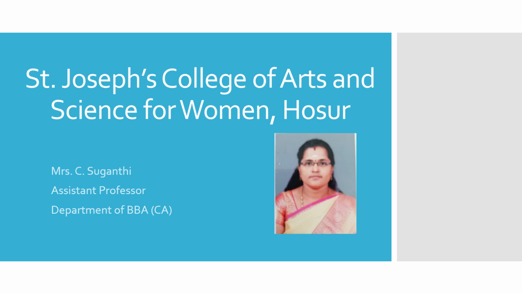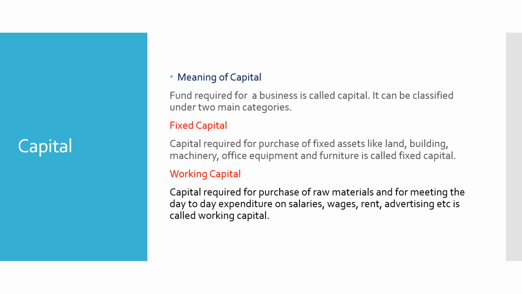Now, I'm going to discuss with you about capital. What is meant by capital? Fund required for a business is called capital. It can be classified under two main categories. What are the two main categories? The first one, fixed capital. Capital required for purchase of fixed assets like land, building, machinery, office equipment, furniture is called fixed capital.